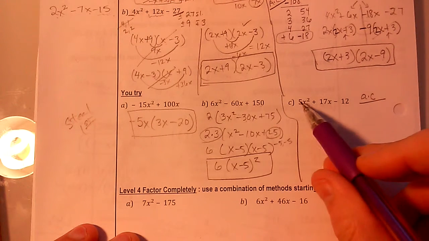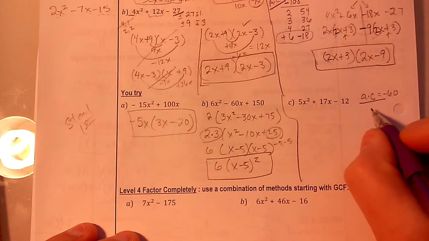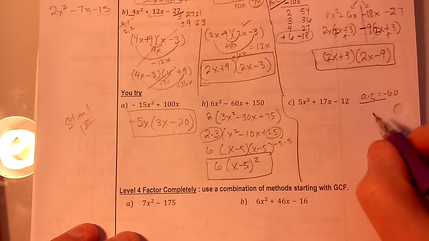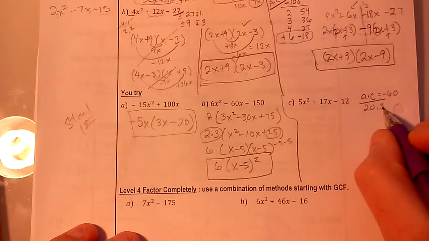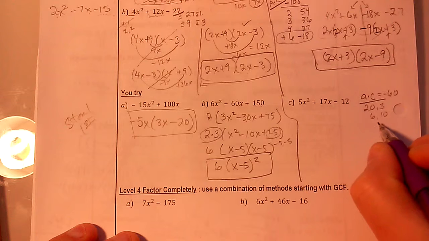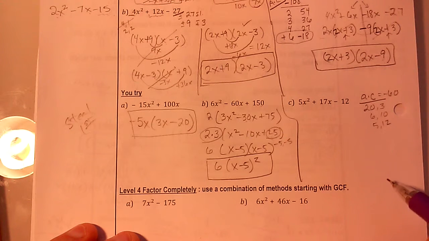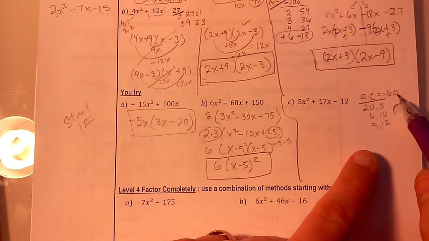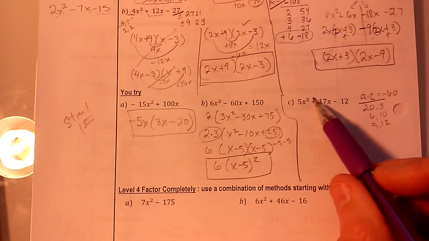A times C, 5 times negative 12 is negative 60. And so I have 60 and 1, 30 and 2, 20 and 3 are my factors that I really like. 6 and 10, 5 and 12. Got all these options. All right, so this is kind of neat. Which of these is going to add to a positive 17?